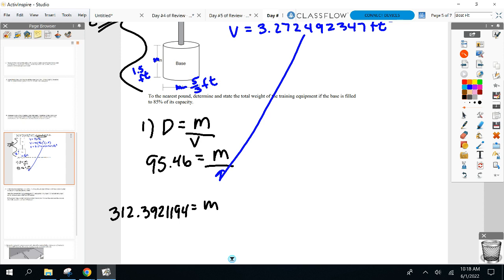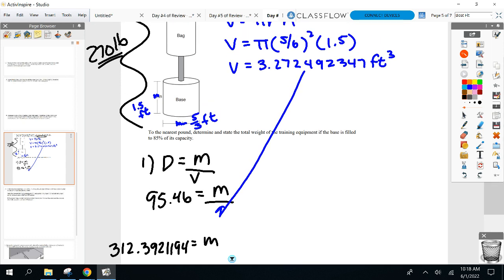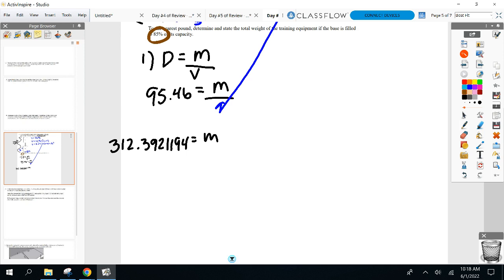But there's one thing we're not reading, right? This is how much the sand weighs if I filled up the entire base. Right? I fill up the entire base. That's how much the sand weighs. Am I filling up the entire base? Nope, I'm only filling up 85% of it. So I need to take my mass. How do I figure out what 85% of that's going to be?